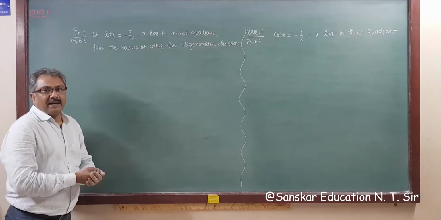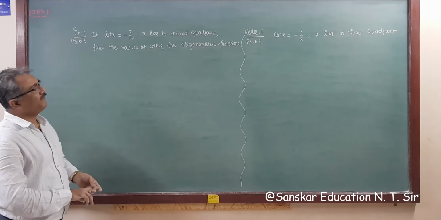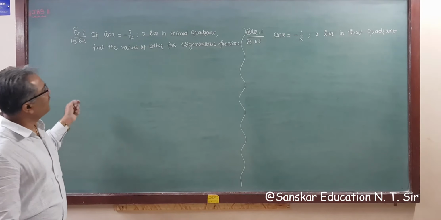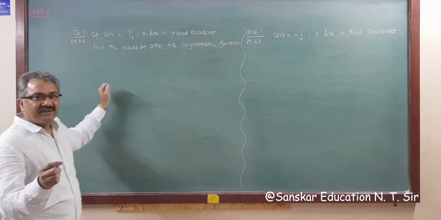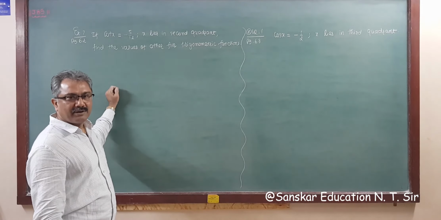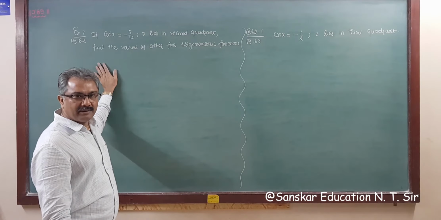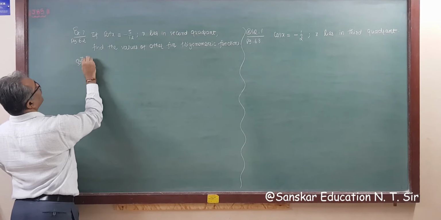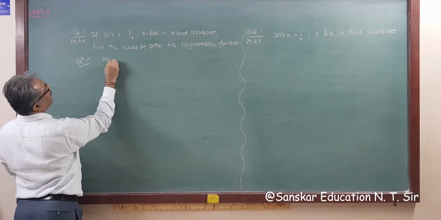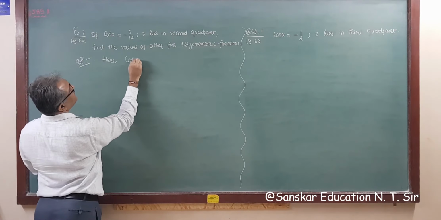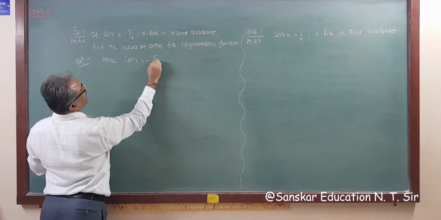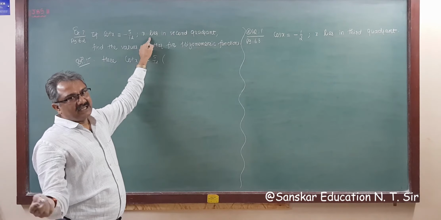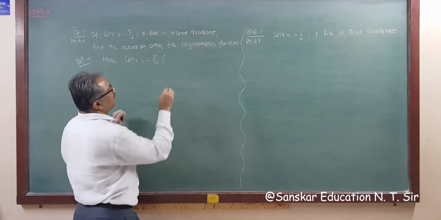Okay, got it? Example number 7, page 62. If cot x is minus 5 by 12, x lies in the second quadrant, then find the values of the other trigonometric functions. As we discussed in the previous question, we are solving using a right angle triangle. So here, cot x is minus 5 by 12 and x lies in the second quadrant. Now second quadrant means pi by 2 to pi, that you know now, right?